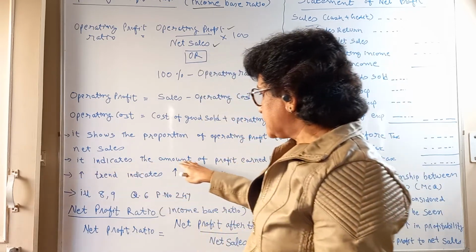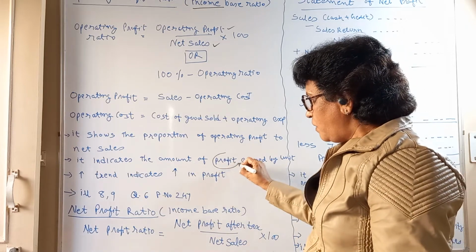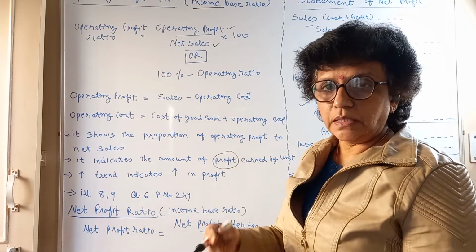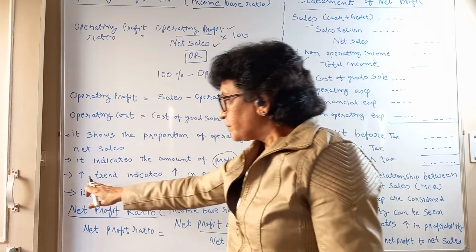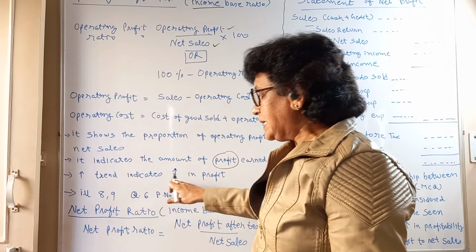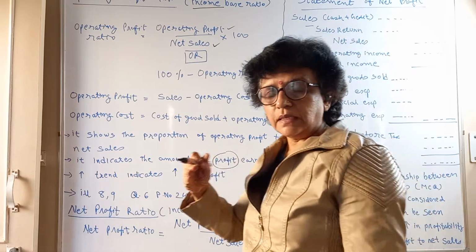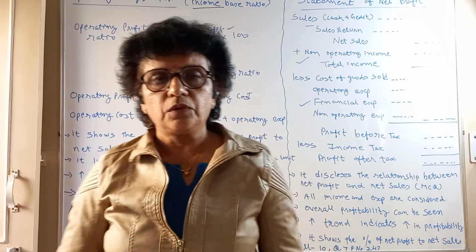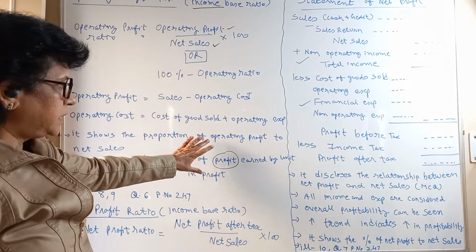It indicates the amount of profit earned by the unit. How much profit we have earned, what our earning capacity is, can be understood with this. An increasing trend indicates that the profit is increasing. If the trend is positive, it will give you the indication that the business unit is growing well and profitability is maintained.